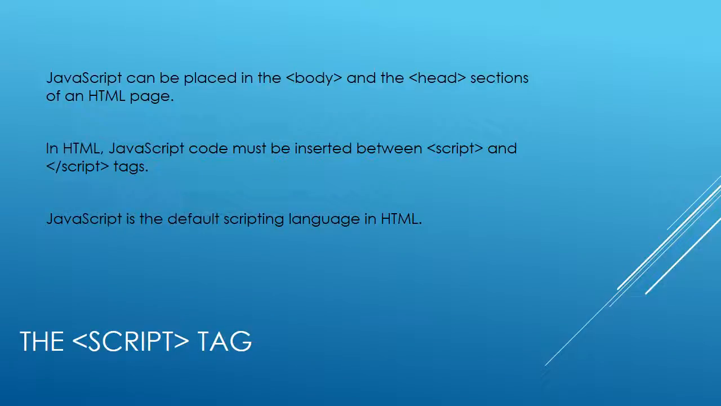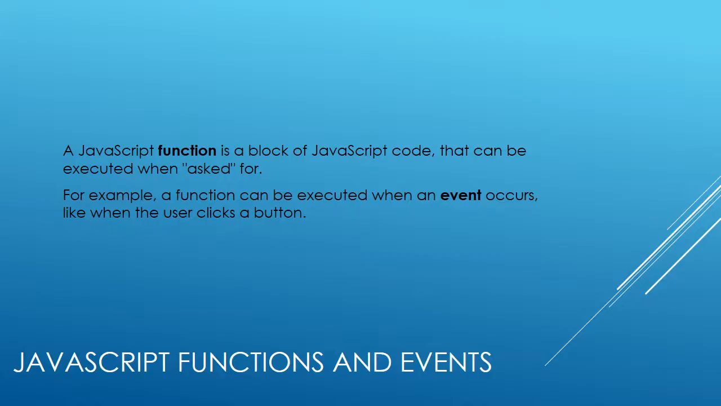JavaScript can be placed in the body tag and the head tag sections of an HTML page. In HTML, JavaScript code must be inserted between script and end script tags. JavaScript is the default scripting language in HTML. A JavaScript function is a block of JavaScript code that can be executed when asked for. For example, a function can be executed when an event occurs, like when the user clicks a button.